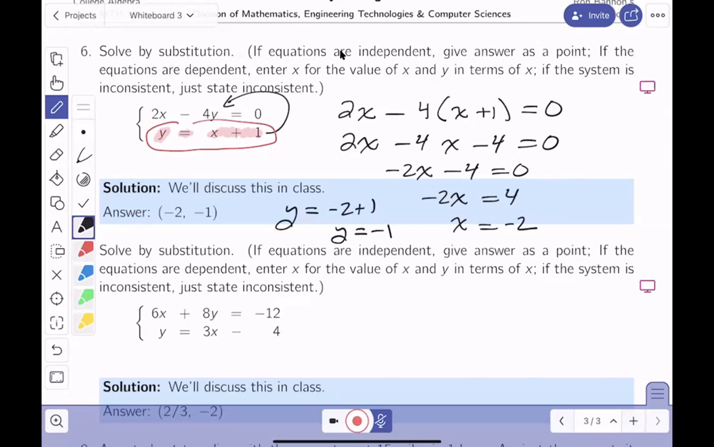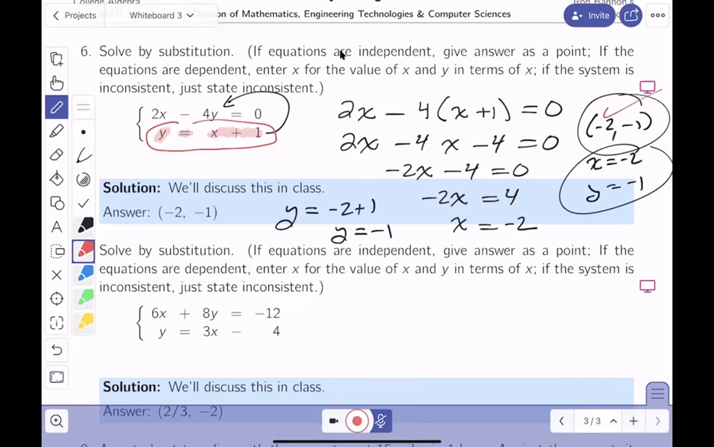So I got my ordered pair. My ordered pair is going to be -2, comma -1. Or you could write down x is -2 and y is -1. It's a fine answer. That's a fine answer. If you look at your answer key, we just did that graphically. We're really getting the same answer. You can also check it again if you want.